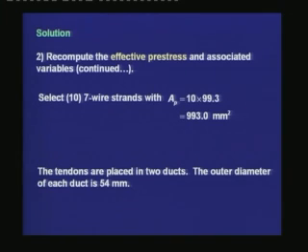We are selecting 10 7-wire strands with Ap equal to 10 times 99.3, which is equal to 993 millimeter square, and we are placing these in the two ducts. The outer diameter of each duct is 54 millimeters.